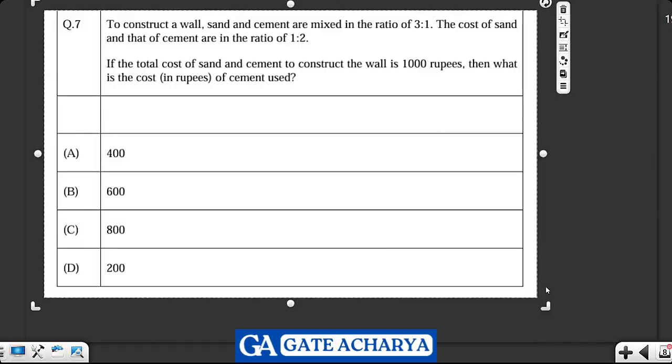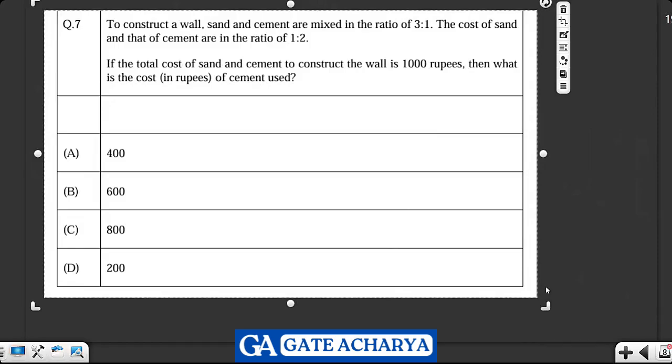Now to construct a wall, sand and cement are mixed in the ratio of 3:1. The cost of sand and that of cement are in the ratio of 1:2. If the total cost of sand and cement to construct the wall is 1,000 rupees, then what is the cost of cement used?